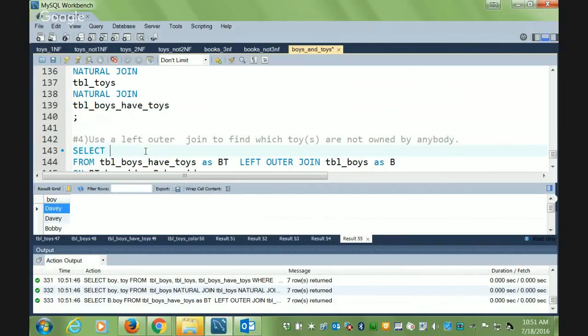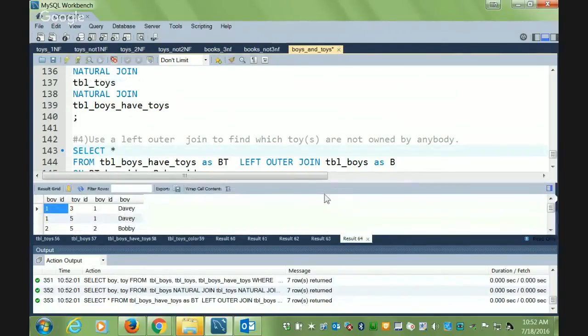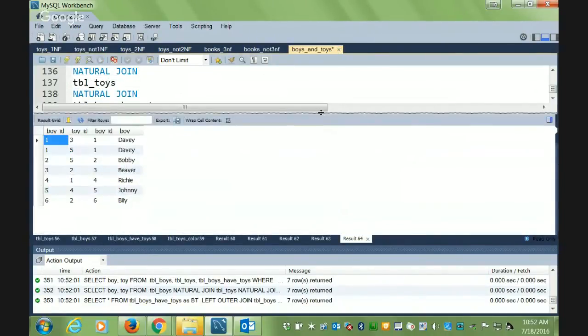Oh, you know what? I want to show you something. Let's do a star. I'll go step by step, because if I just give the answer, then you won't understand what I've done. Okay, there it is. This is what it has done. Oh, it has done an equality.